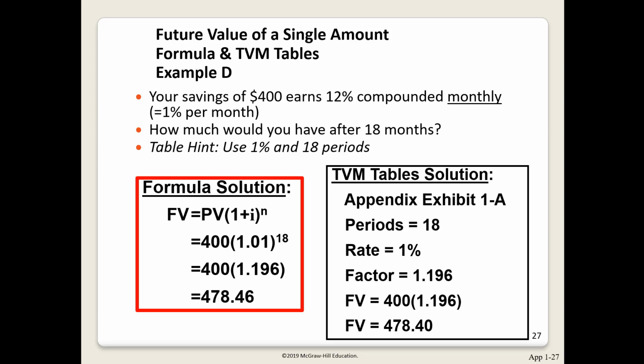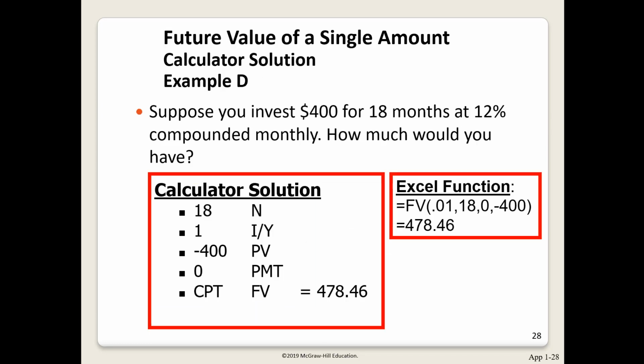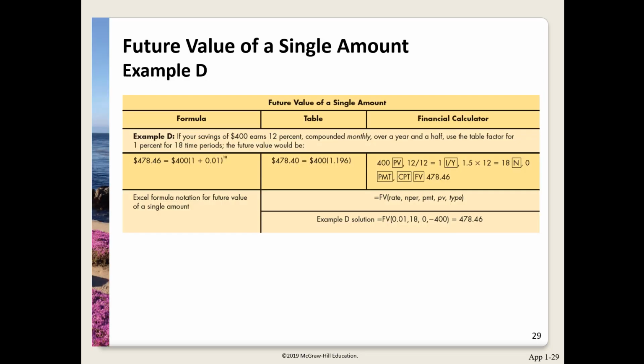The period is given as 18 months. So using the formula or the tables, I is equal to 0.01 or 1%. Number of periods is 18. Continuing example D, using the periodic rate and the number of periods carries over to our calculator and Excel. N is 18, IY is 1, present value is a minus 400, payment is 0, future value is 478.46. This table recaps 3 of the methods used to solve example D, and it's on page 34.